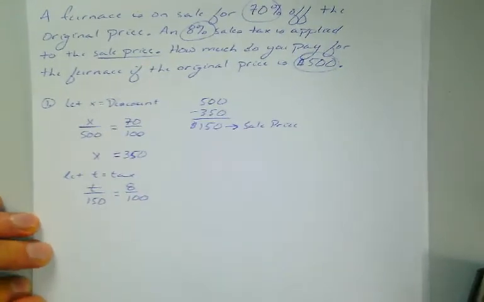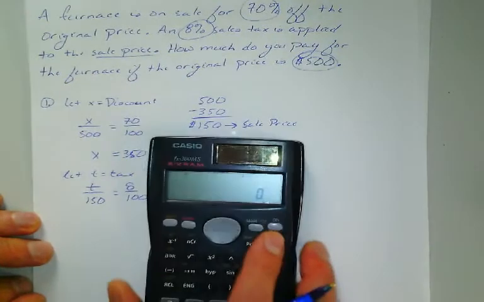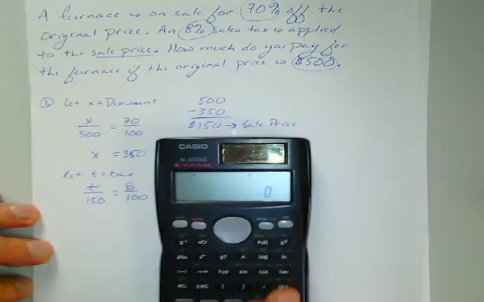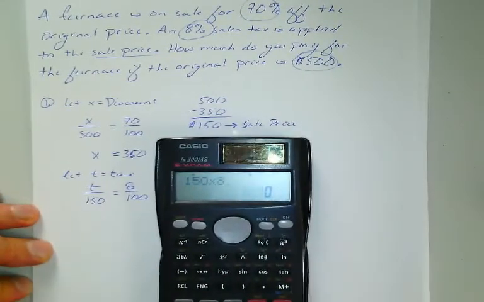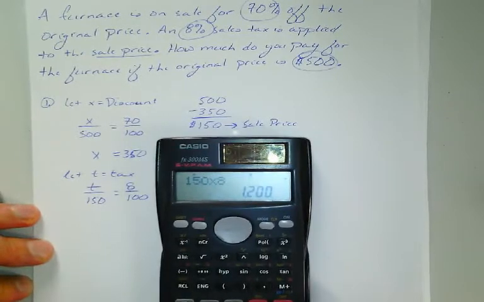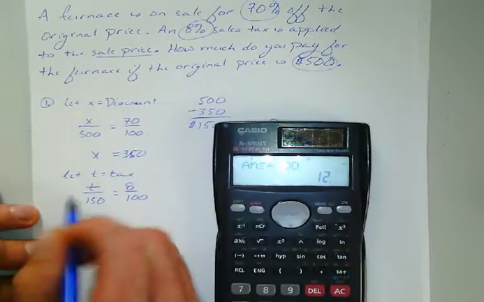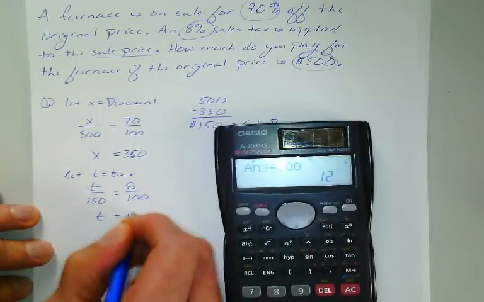I'm going to cross multiply here to solve for T. For the sake of time, I'm going to use my calculator. 150 times 8 gives me 1,200. I'm going to divide that by 100, and I get 12. So my tax is $12.